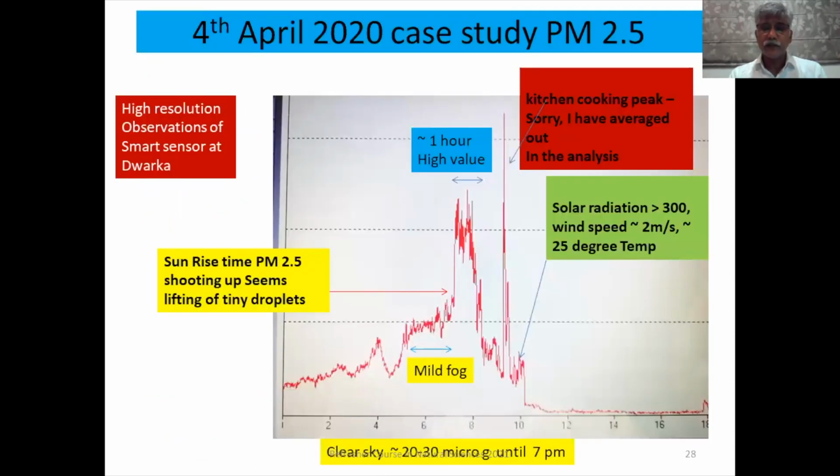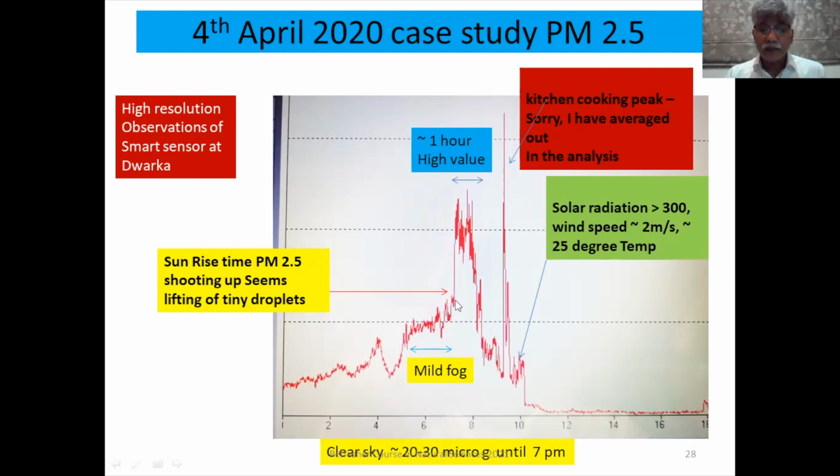So I'd like to show you a typical viewgraph of 24 hours and how we can understand the physics and chemistry of PM 2.5 variability. This is a high resolution observation from a smart sensor. I'm not carrying it here, but maybe I can send that picture later. So high resolution. This is from midnight, going up to maybe the evening. And this horizontal line is 200 microgram, this is 400 microgram and 600 microgram around here.